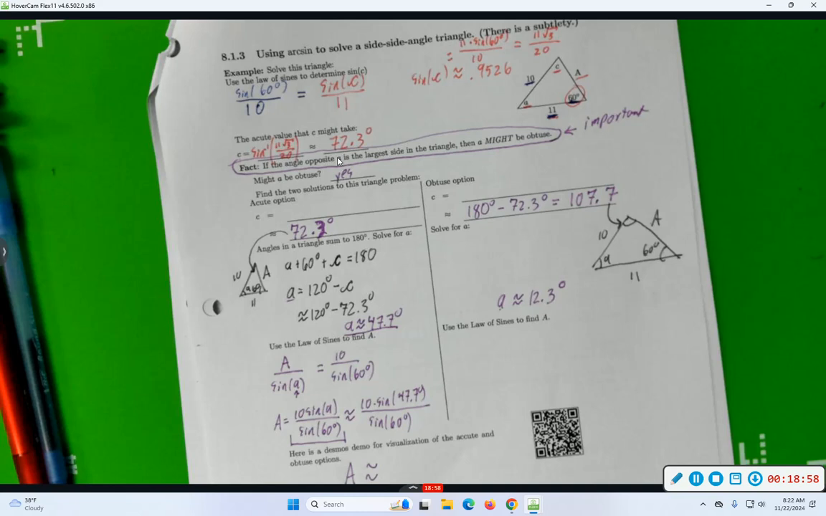I guess I can compute it too, but... Oh, 8.54. I hear an 8.54. Nice.